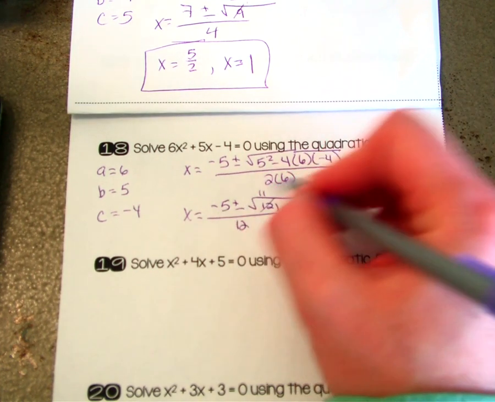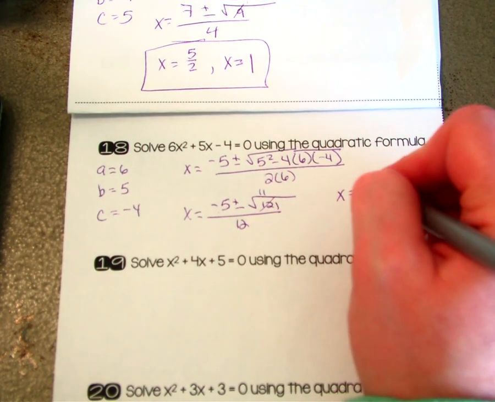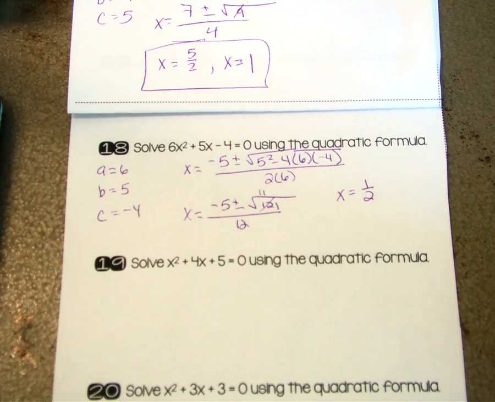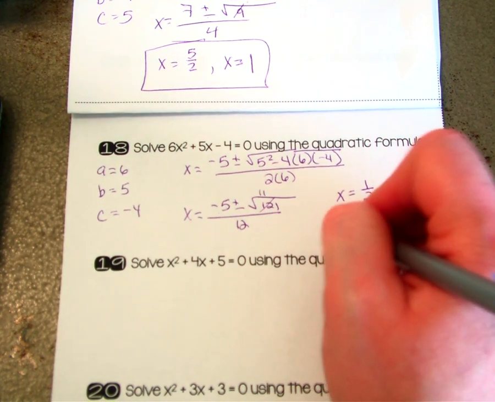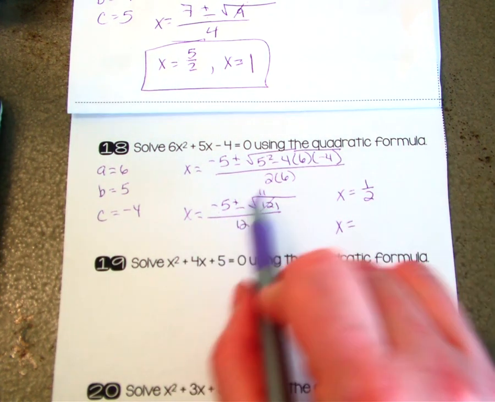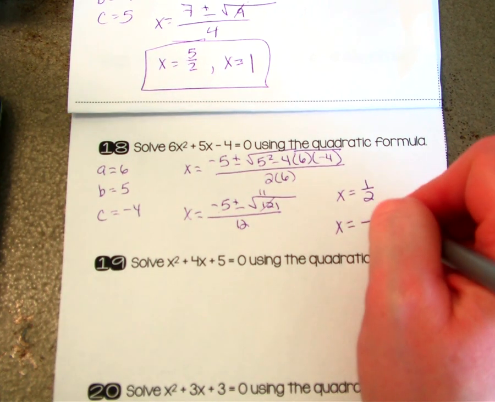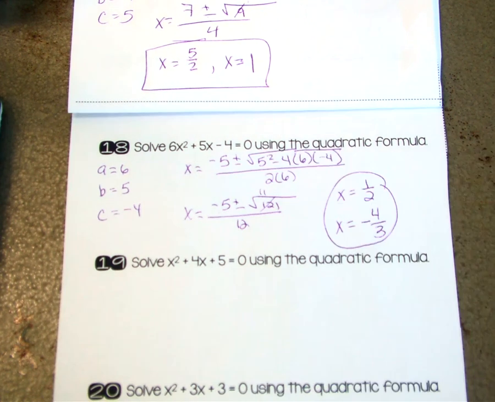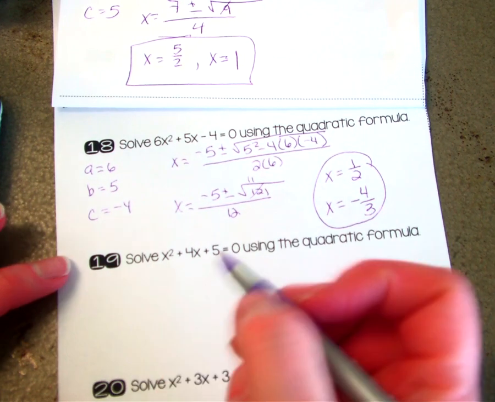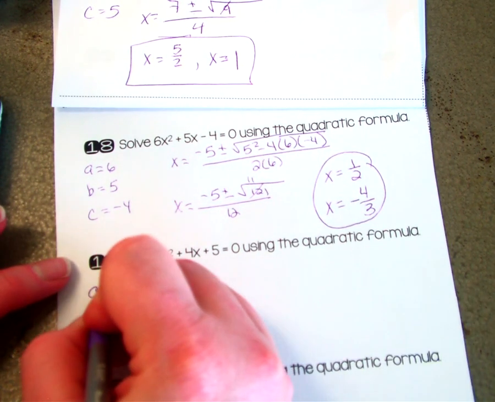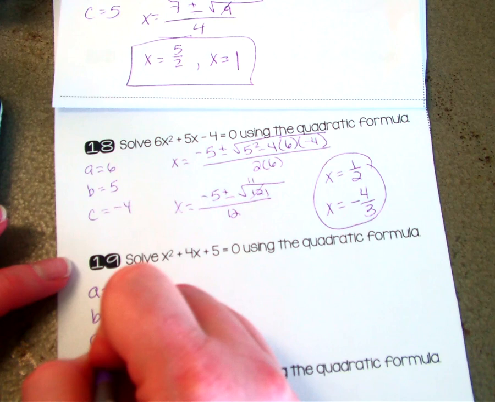So negative 5 plus 11 is 6. Divided by 12 and reduced makes it 1/2. Negative 5 minus 11 is negative 16. Over 12 gives us negative 4/3. So 1/2 and negative 4/3 for that one. All right. 19, almost done.